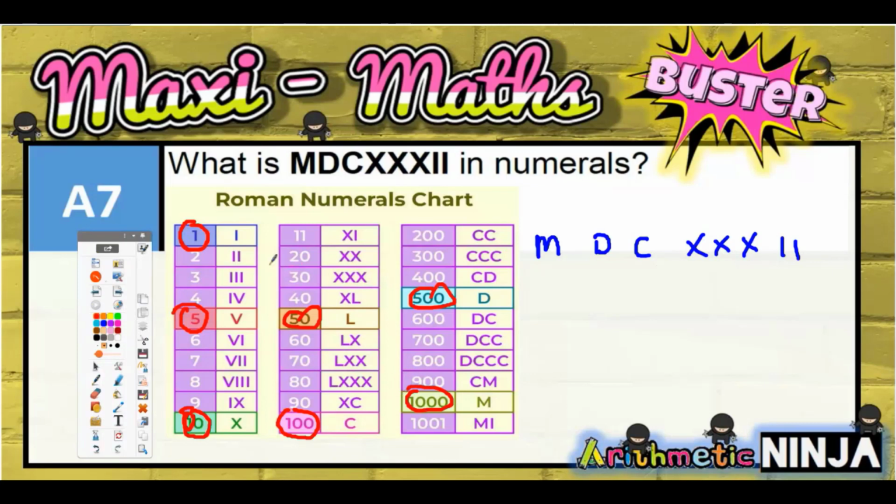They are the main ones. So I, V, X, L, C, D, and M. If you want to pause the video and just study that table for a couple of minutes, you might find that helpful. And once you're ready to move on, we'll move on.